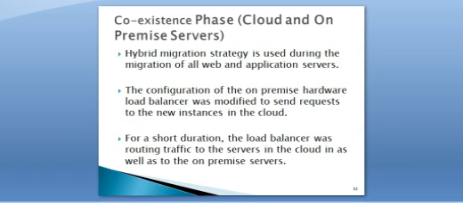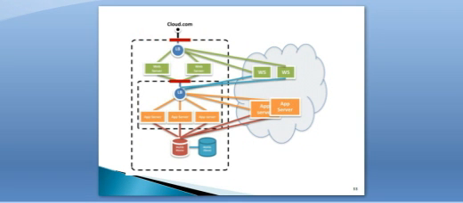Coexistence phase. During the migration phase, the on-premise infrastructure was not deprecated immediately. Company A employed a hybrid migration strategy during the migration of all web and application servers. The configuration of the on-premise hardware load balancer was modified to send the request to the new instances in the cloud. For a shorter duration, the load balancer was routing traffic to the servers in the cloud as well as in the physical servers. After verifying that the servers in the cloud were performing at required levels, the physical servers were dismissed one by one.